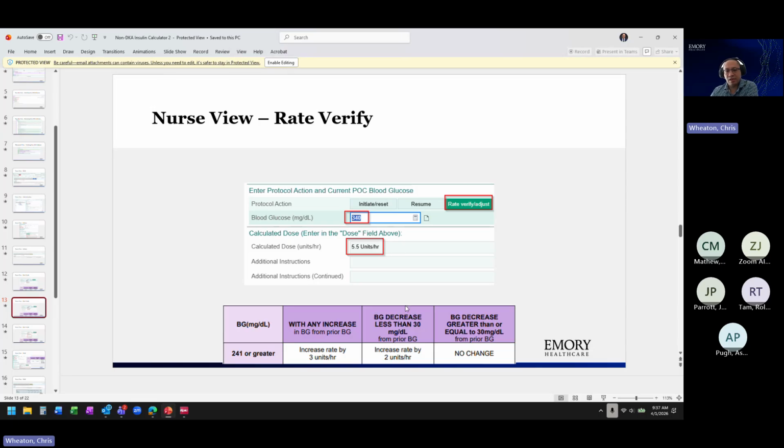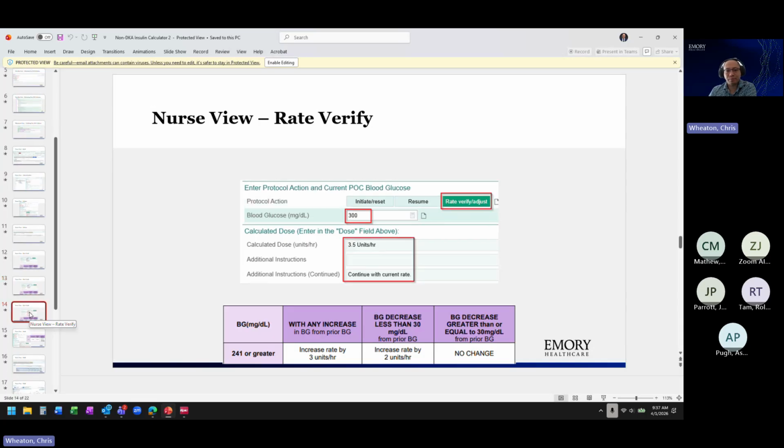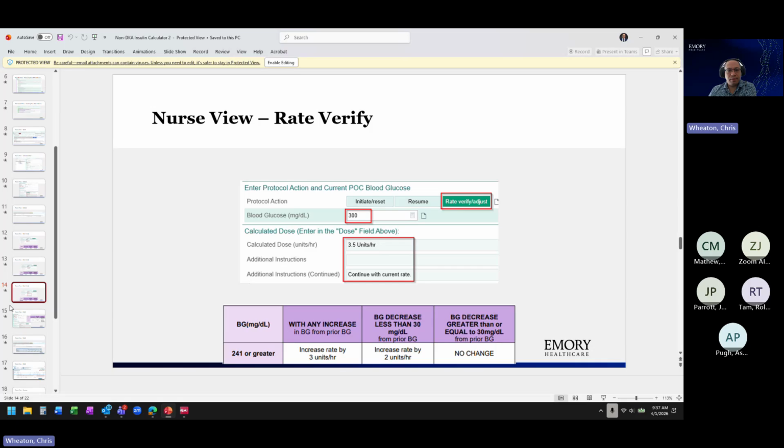If it was a slight decrease, less than 30 milligrams per deciliter, it would only increase it by 2 units per hour, so we get a total of 5.5 units per hour. If it was a greater decrease than 30 milligrams per deciliter, we would get no change to the rate instead.